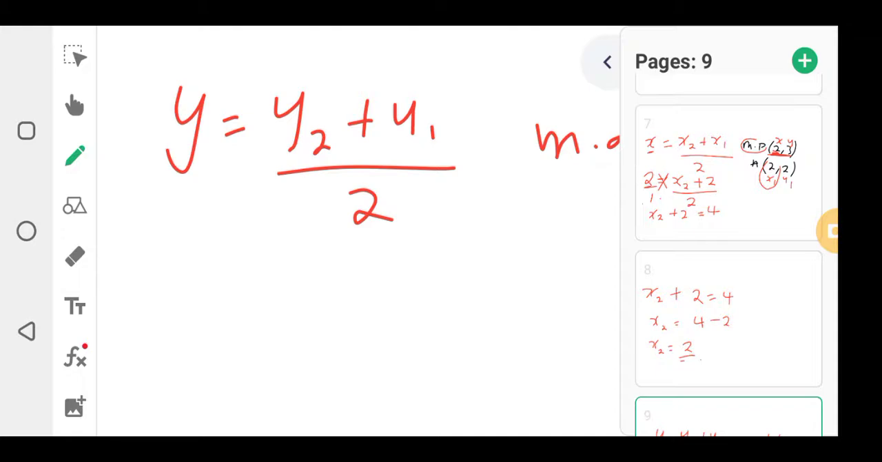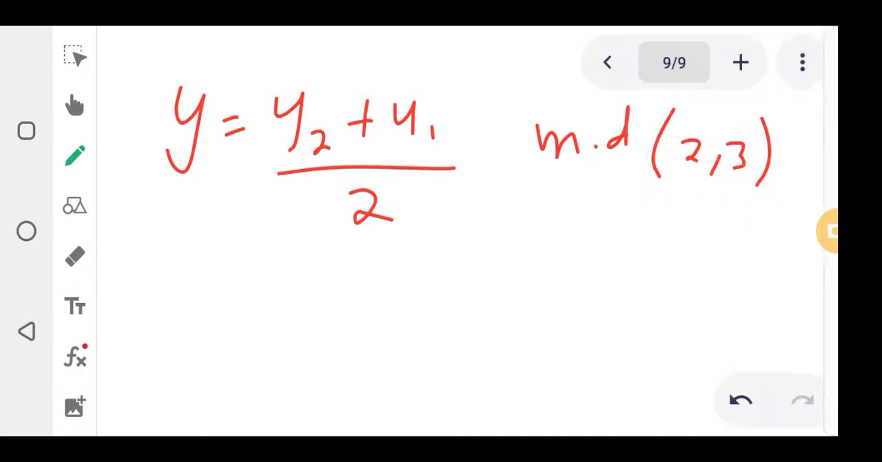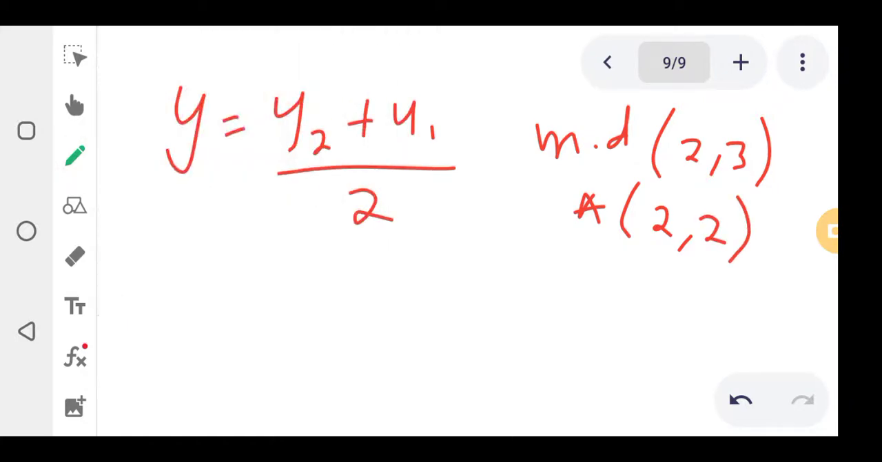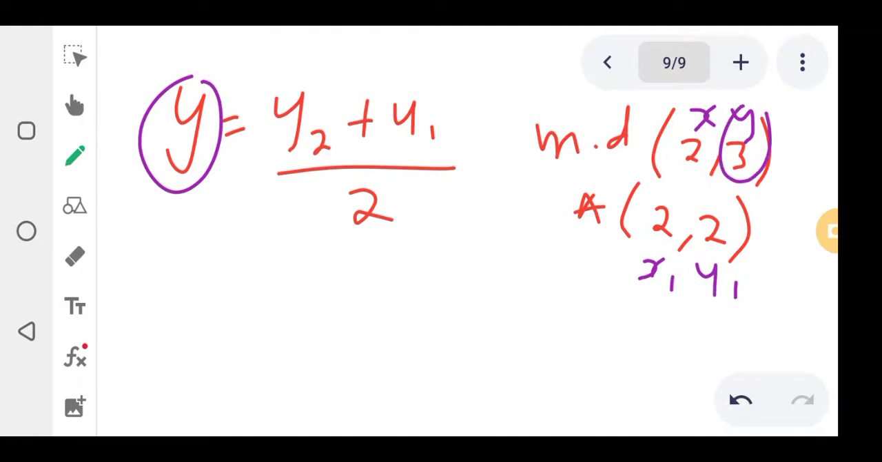Our midpoint was 2,3. And then our point A was 2,2. Then we label them. We said we're supposed to label them. So this is x1, y1. And this one is x, this one is y. It's not x2, it's y. So we pick the y here. Y there is actually 3.